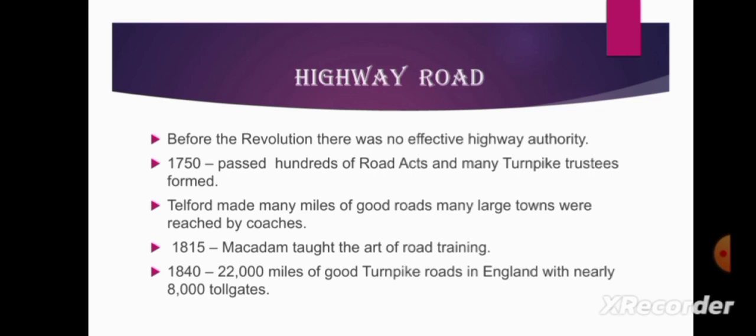Next, highway road. The revolution took place in means of transport also. Before the revolution, there was no effective highway authority. Naturally enough, the roads were in very bad condition. In 1750, hundreds of road acts were passed and many turnpike trustees formed. Telford made many miles of good roads and many large towns were reached by coaches. In 1815, Macadam taught the art of road driving and perfected the surface of the road. By 1840, there were 22,000 miles of good turnpike road in England with nearly 8,000 toll gates.